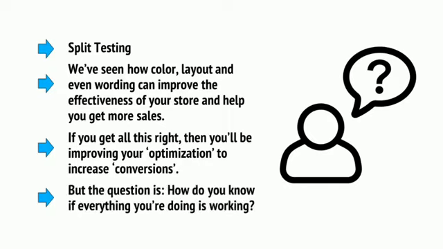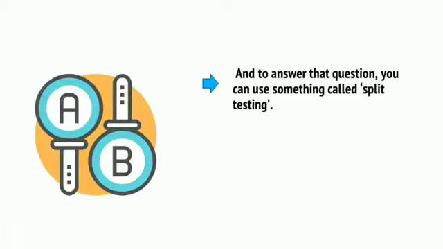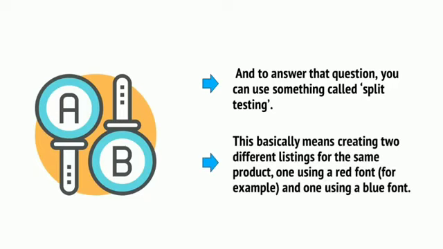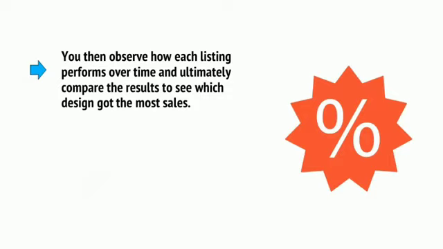But the question is how to know if everything that you're doing is working. And to answer that question, you can use something called split testing. This basically means creating two different listings for the same product, one using a red font, for example, and one using a blue font. You then observe how each listing performs over time and ultimately compare the results to see which design got the most sales.